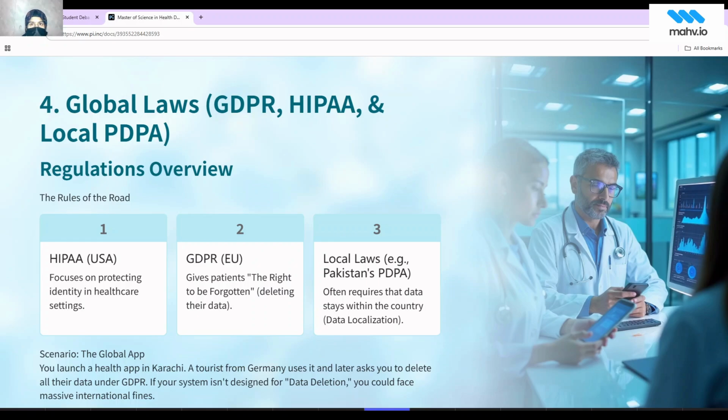So the scenario is a global app. You launch a health app in Karachi. A tourist from Germany uses it and later asks you to delete all their data under that rule, that is GDPR, the right to be forgotten. If your system is not designed for data deletion, you could face massive international fines. So you have to be aware of all these laws.